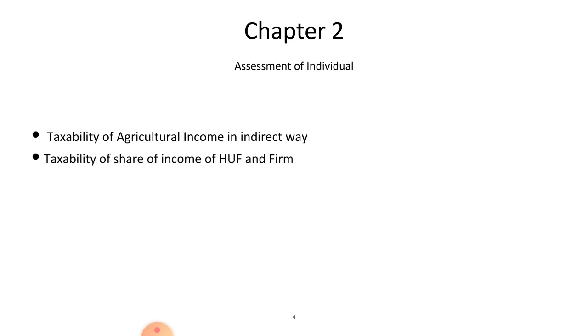Next concept is taxability of share of income of Hindu undivided family and firm. Next concept is computation of total income and tax liability. So these are the concepts covered under the second chapter.